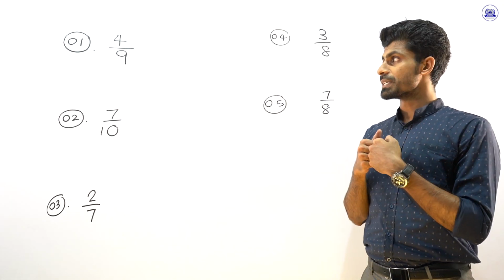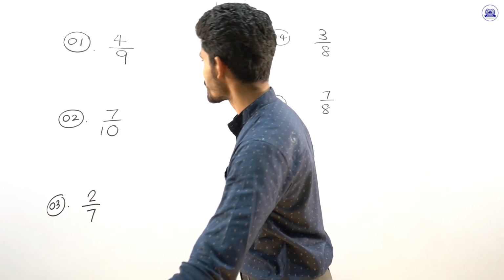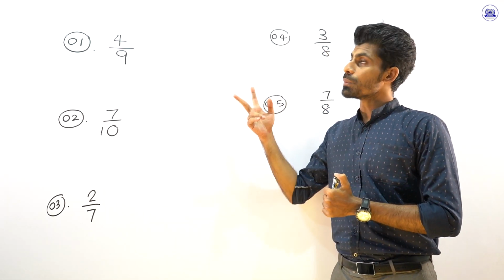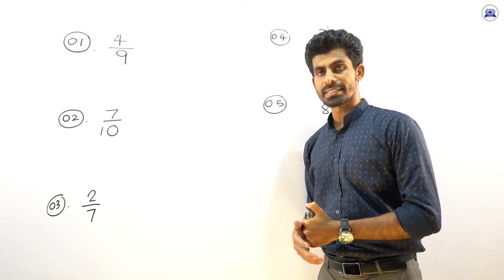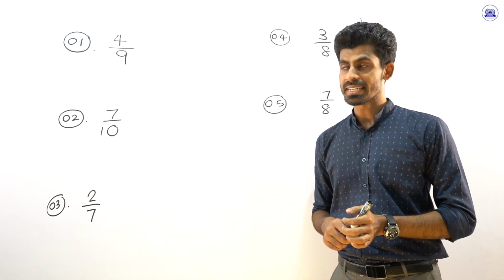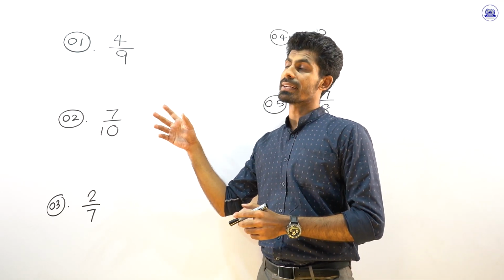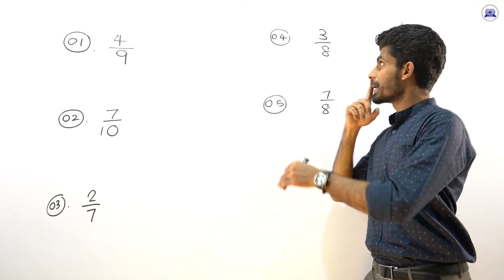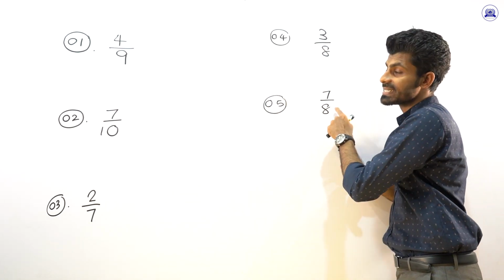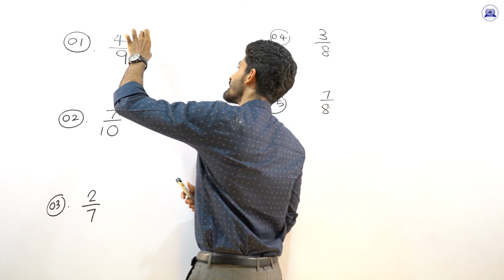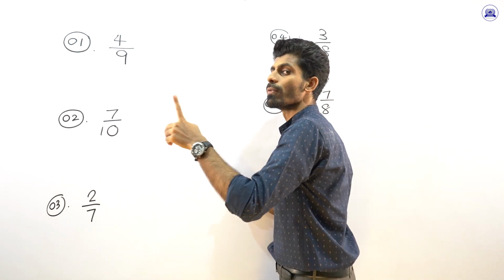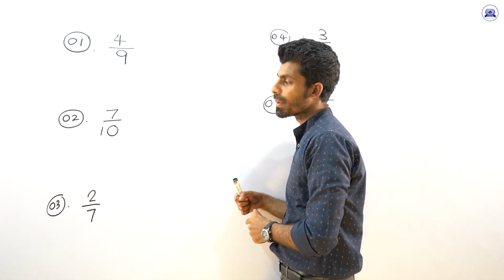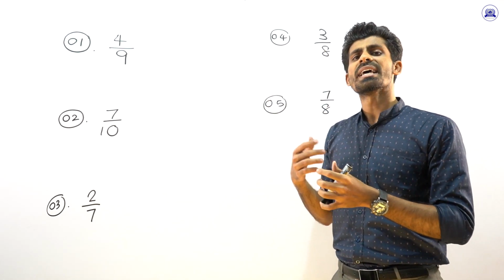Right, Lamai, let's move to the quick example. You need to take two equivalent fractions for the given fractions, my dear students. Look at this one: 4 over 9, 7 over 10, 2 over 7, 3 over 8 and 8 over 7. You can say 4 over 9 as 4 ninths, and 7 over 10 as 7 tenths, right? So you can use any number.